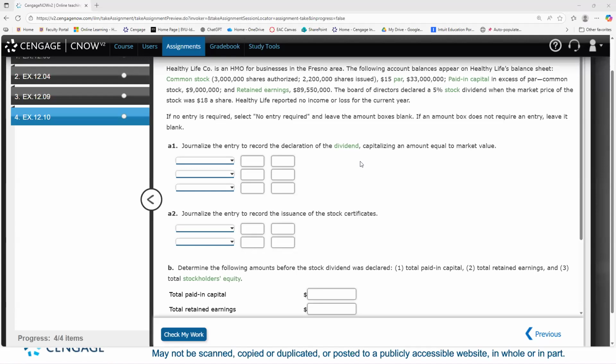Then to figure out the amounts involved, we're going to take 110,000 shares, because that's how many shares we're issuing, times the par value of the stock, which is $15, and 110,000 times additional paid in capital, which was being issued when the market price was $18 a share. So that'll be $3 more.